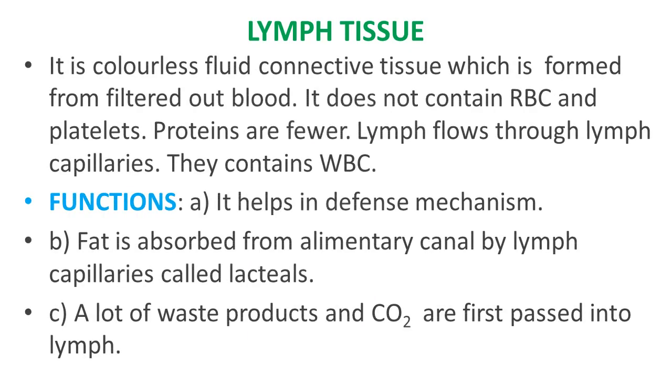So lymph is actually called a colorless tissue. Blood is a colored tissue because of the hemoglobin pigment, but lymph doesn't have hemoglobin, so it's a colorless tissue. It doesn't contain RBC and it doesn't contain platelets. It contains only a small amount of proteins. As the blood flows through the blood capillaries, lymph also flows through the lymph capillaries. They contain more WBC cells, and that's why they help in the defense mechanism. And most of the waste materials pass first through this lymph.